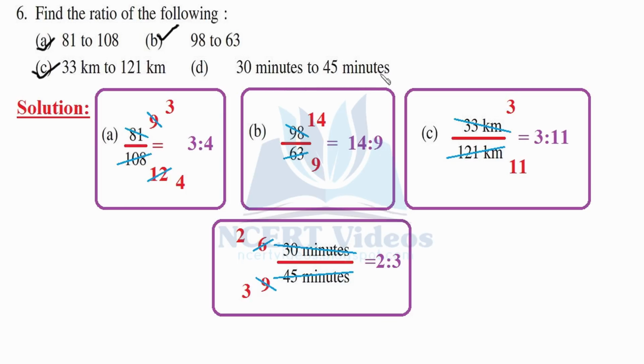D part: 30 minutes to 45 minutes. Again, units are the same. Minutes get cancelled out, and 6 5s are 30, 9 5s are 45. And again, it is reducible: 2 3s are 6 and 3 3s are 9. Therefore 2/3 is your required ratio.